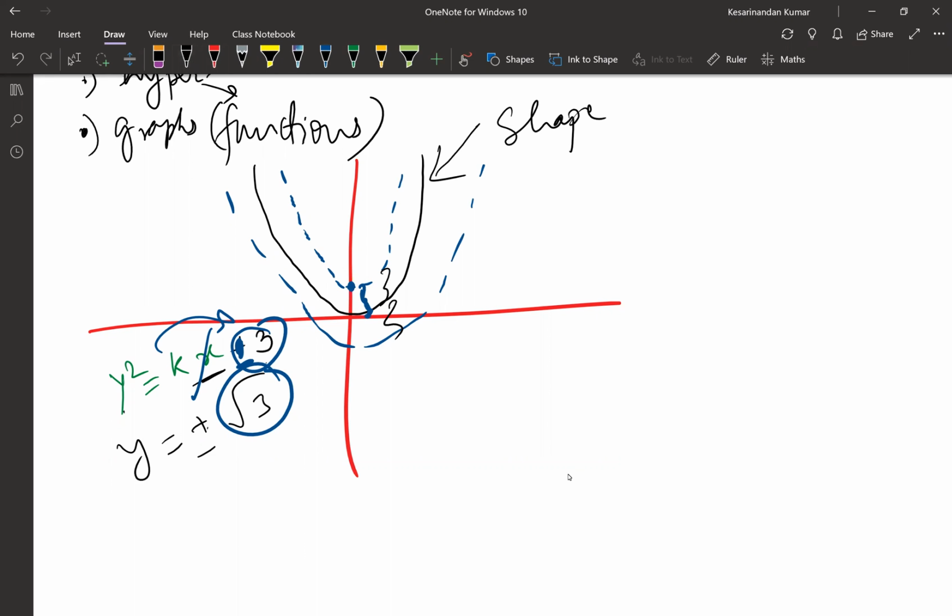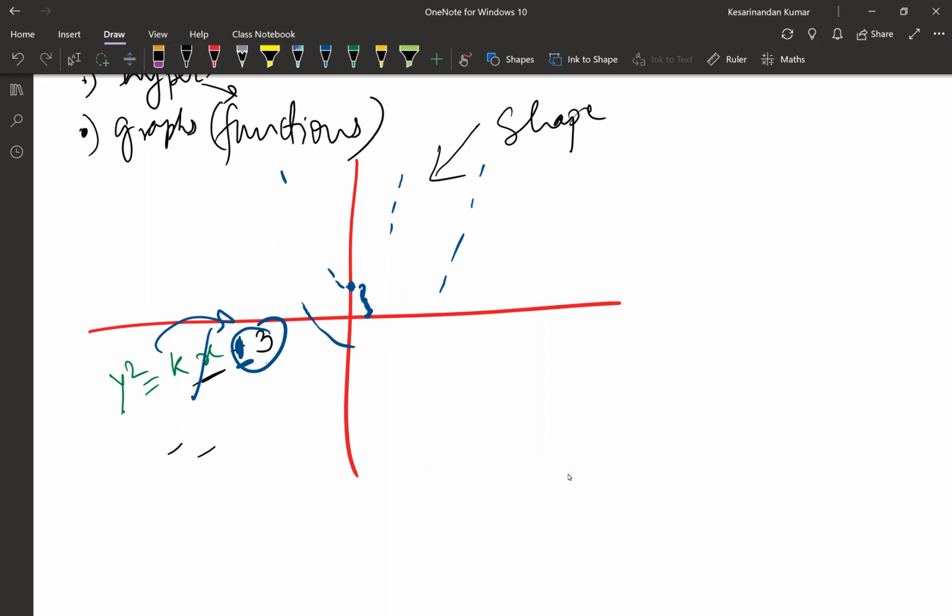So this is your equation of a parabola that will be required when y square is equal to kx. Which axis has the highest power? It's y. The graph will always be symmetric to that axis.